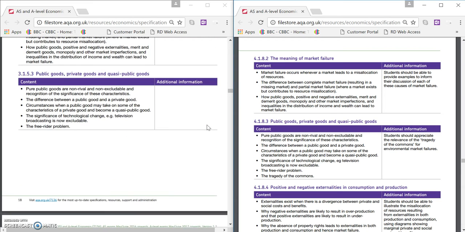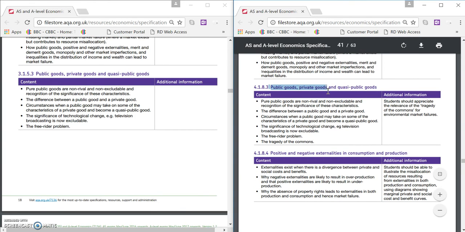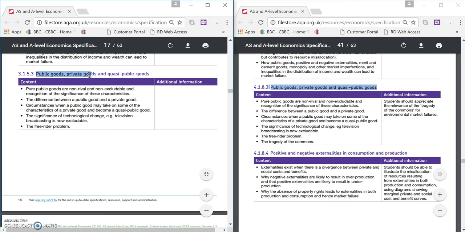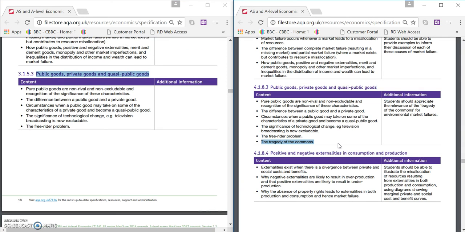Moving on to those markets, it now starts splitting them up. So 4.18.3 is all about public goods, private goods and quasi-public goods. And you can see it's pretty much identical in the AS spec. The only key addition here really is this bit at the bottom, a feature known as the tragedy of the commons. So we'll be covering that when we look at that as part of the A-level specification.